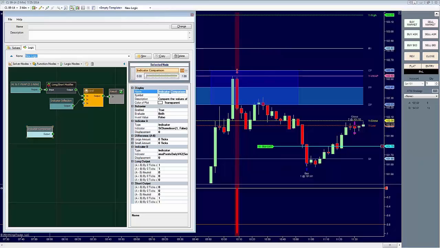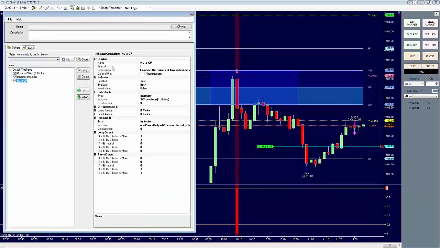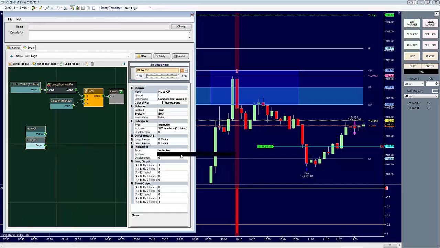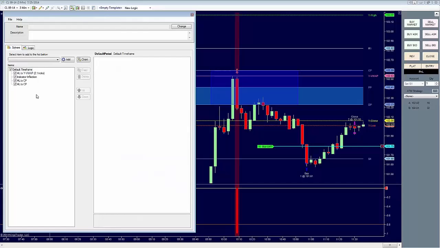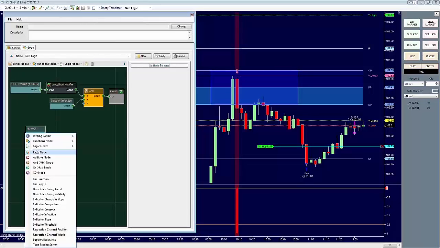Okay, this is the high and the low to the central pivot. And let's copy that one, and this one will be our directional pivot. Everyone see how I did that? I know most of you know how to do this, but when you've created a solver, you can copy that solver so that you don't have to build it twice. So all I did was click copy. It made a copy. Then I go back to the logic tab, right click, go to existing solvers, and add it to the chart.